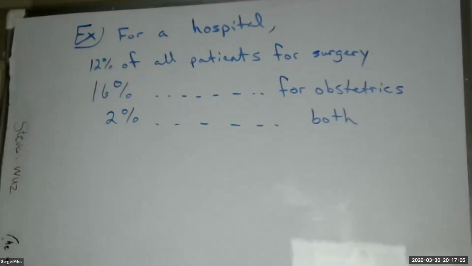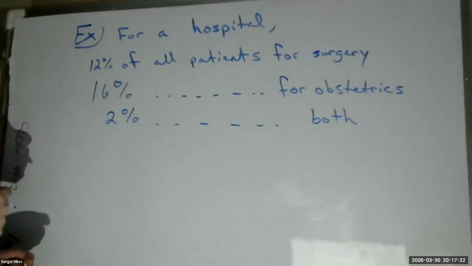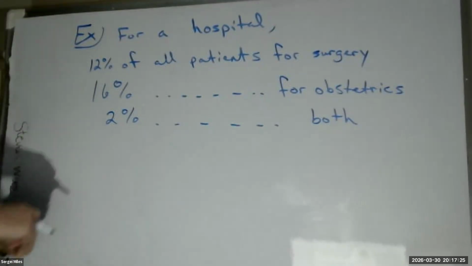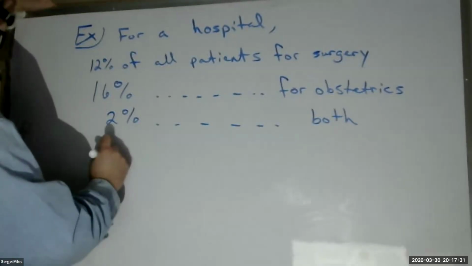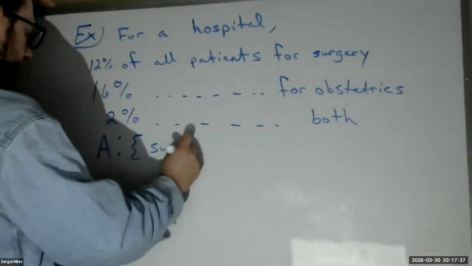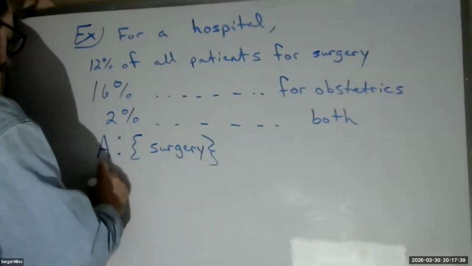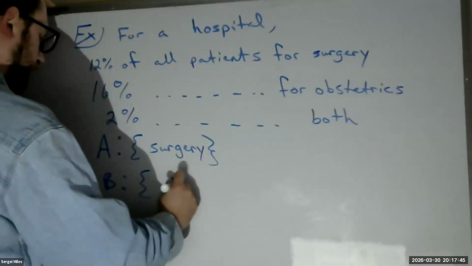Now, if I want to ask the question, I look at a random patient who's walking through the door of this hospital. What are the odds that this person is being admitted for surgery, for obstetrics, or for both? All right. So first I want to define what are the events here? What are my sets that I want to talk about here? So let's let A be the event that this is a person who's here for surgery. And let's let B be the event that someone is here for obstetrics.